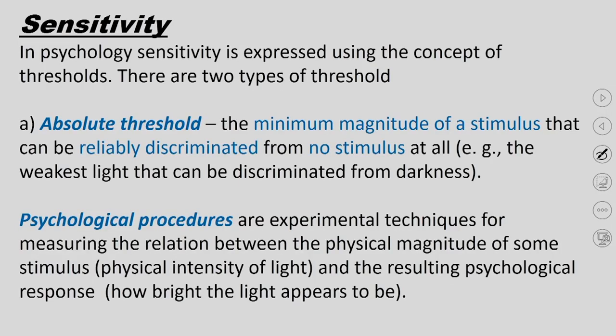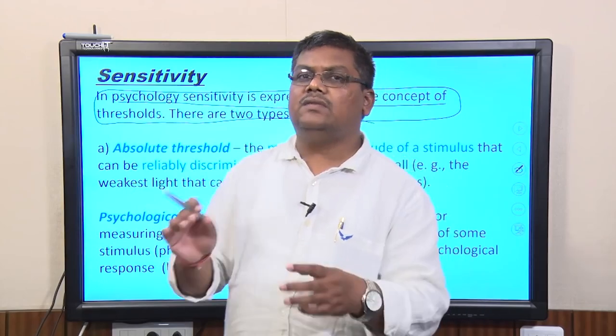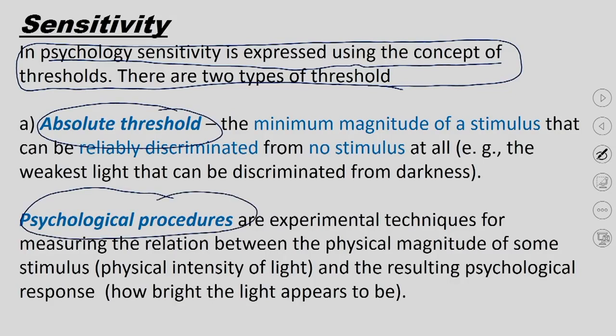So, how do we define sensitivity? In psychology, sensitivity is expressed using the concept of thresholds. There are two types of thresholds. Any system which has sensitivity, or which tells you the accuracy of a signal, can be expressed in terms of a threshold. The quality of a sensory system or sensory organ, or of any detecting instrument, depends upon sensitivity, and the sensitivity can be expressed in terms of certain thresholds. What are thresholds? There is something called an absolute threshold, and there is something called a differential threshold. So let's start first with what an absolute threshold is and what a differential threshold is.